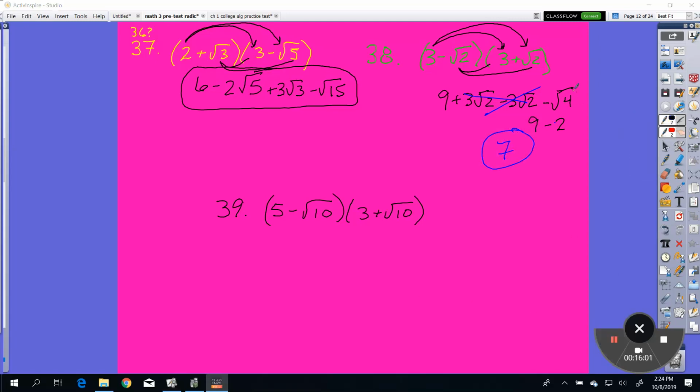So on the last problem, realize that 4 was 2 and 2, so a pair of 2's came out. So that's where this came from. The minus carried down with it, so 9 minus 2 made 7.